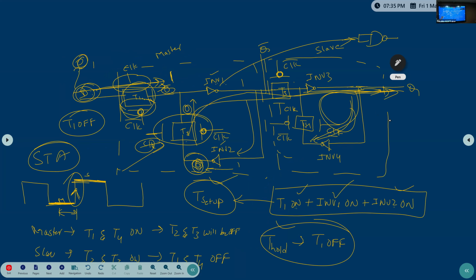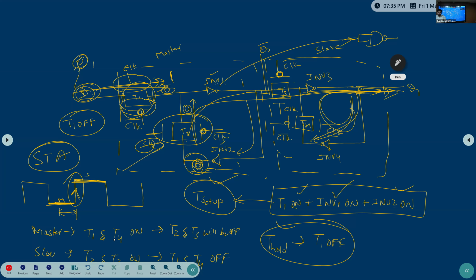You need to know first that T1 and T4 are on, and T2 and T3 will be off. T1, T4 make the master turned on. T2, T3 make the slave turned on. Getting it, master turned on and slave turned on? So when T2, T3 turn on, T1 and T4 will be off.